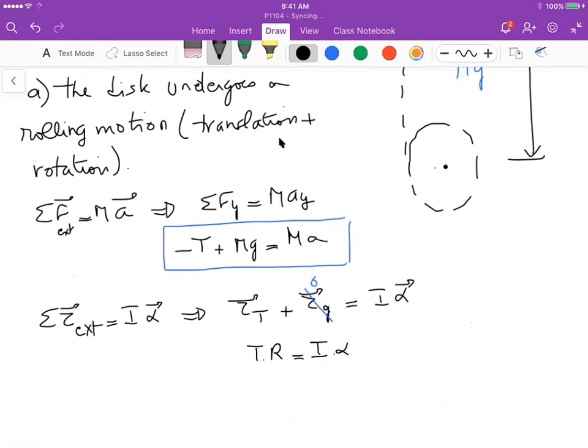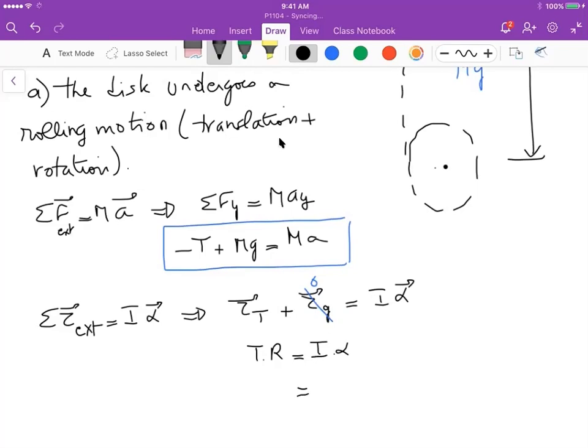So here we have two equations with three unknowns basically. We have the tension, we have the acceleration A, and we have alpha. So it's not going to work like that. We have to make some simplifications. So first, let's write down what is the value of I.